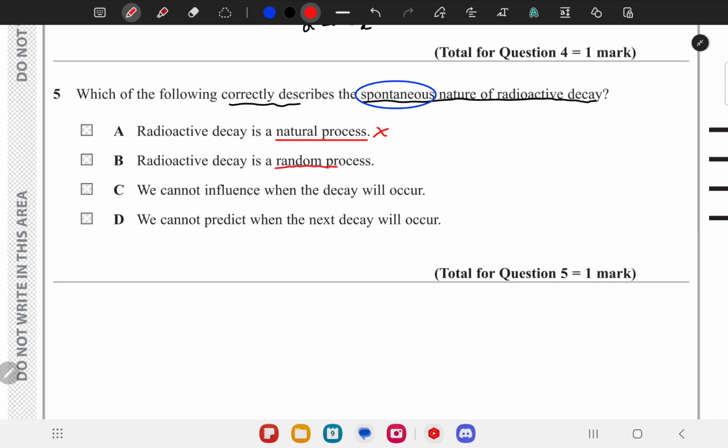We can also affect random processes. So this is also not our answer. Option C states that we cannot influence when the next decay will occur. This is the correct answer.